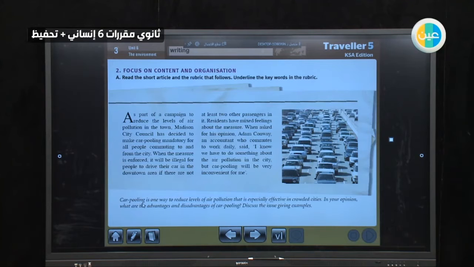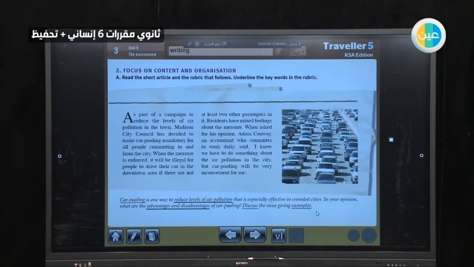Okay, go to the rubric, please. Read it. Carpooling is one way to reduce levels of air pollution that is especially effective in crowded cities. So, what is the key word here? Yes, carpooling. So, the article is about carpooling and reducing levels of air pollution, because it's especially effective in crowded cities. In your opinion, what are the advantages and disadvantages of carpooling? Yes, advantages and disadvantages. Discuss the issue giving examples.